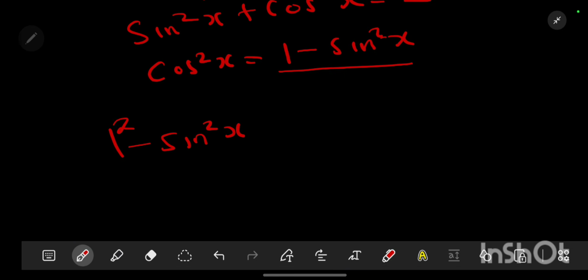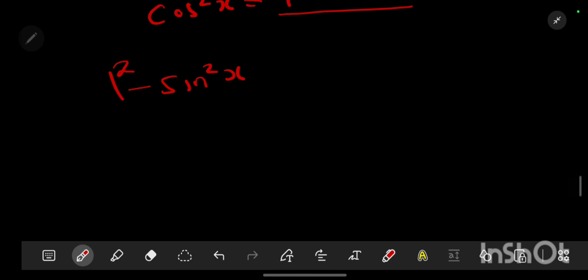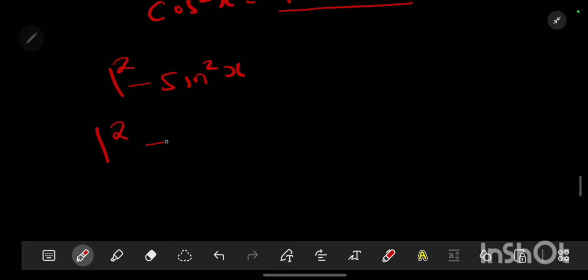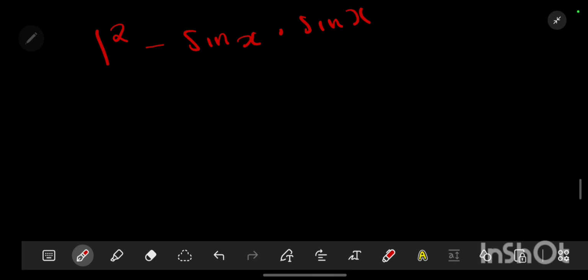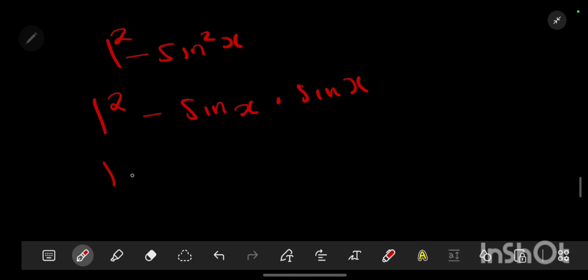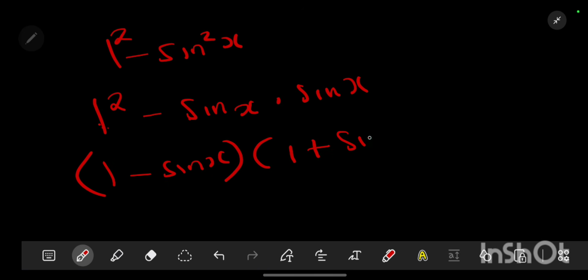So you can square 1. 1 squared is still 1. Then this forms your difference of 2 squares. So this is the same as 1 squared minus sine x times the sine of x. So this means that, remember the difference of 2 squares, it means 1 minus the sine of x times the other one, which will be 1 plus the sine of x.